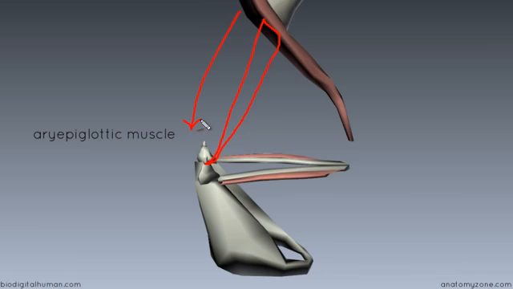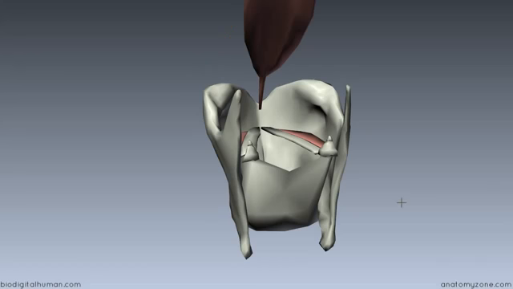So whether or not the aryepiglottic muscle is considered a part of the oblique arytenoid or not, just remember that there is a muscle attaching from the arytenoid cartilage to the epiglottis and it can close the laryngeal inlet. So the interarytenoid muscles, the transverse arytenoid and the oblique arytenoid, and the aryepiglottic part, or the aryepiglottic muscle, are innervated by the recurrent laryngeal nerve.